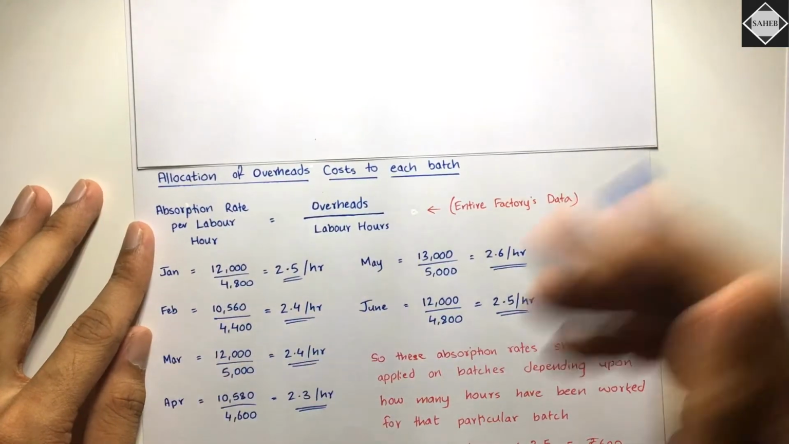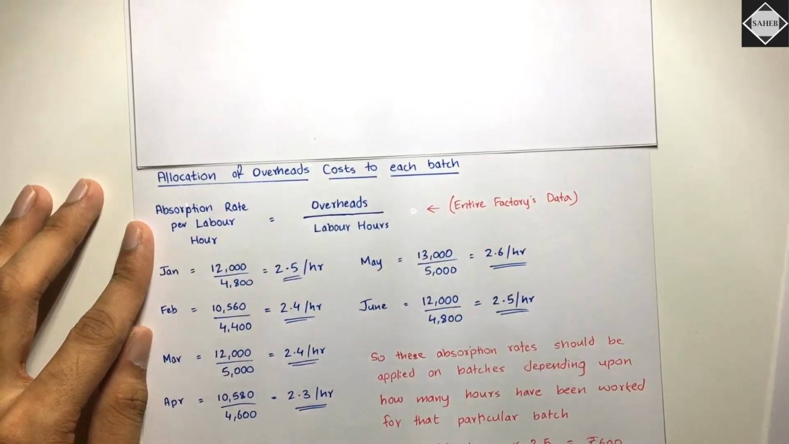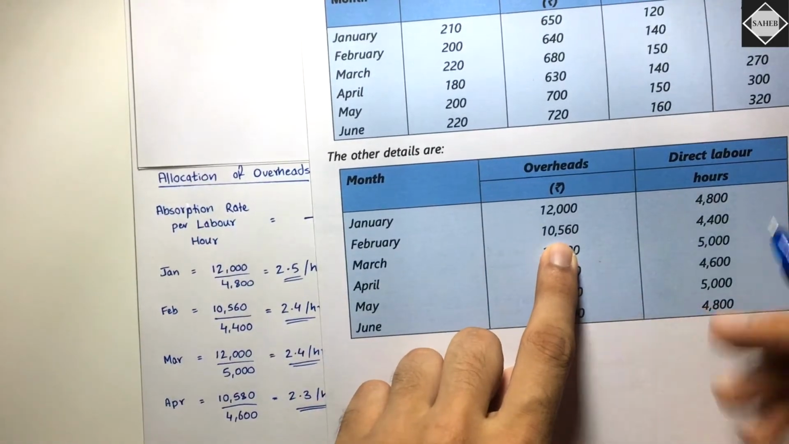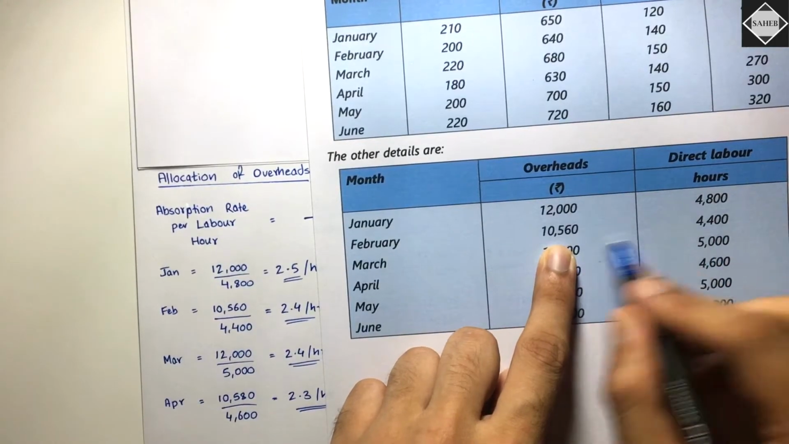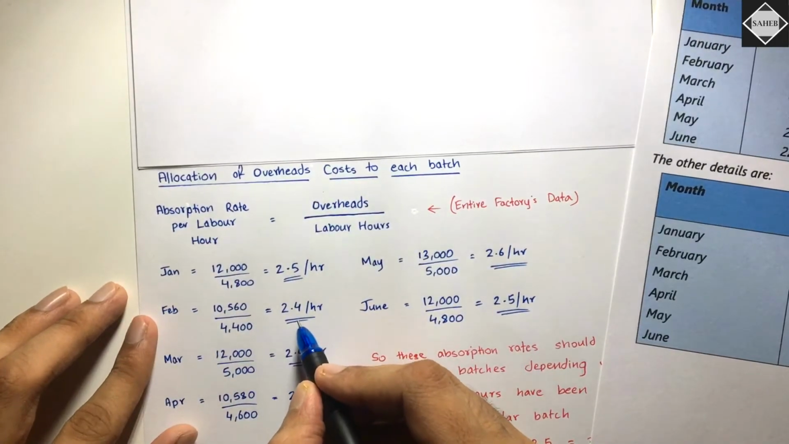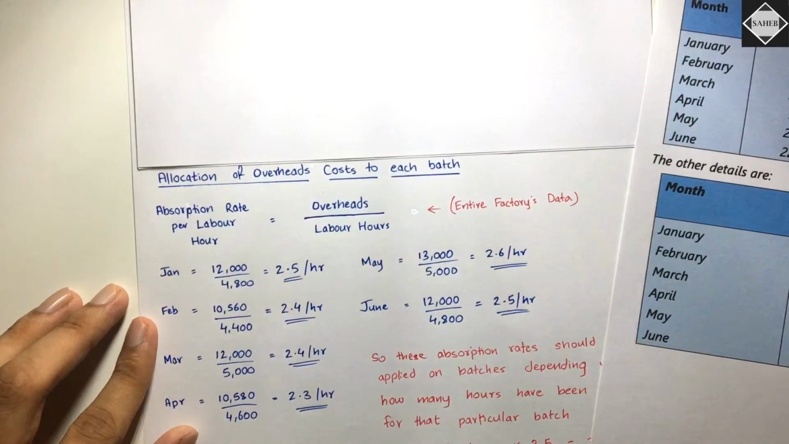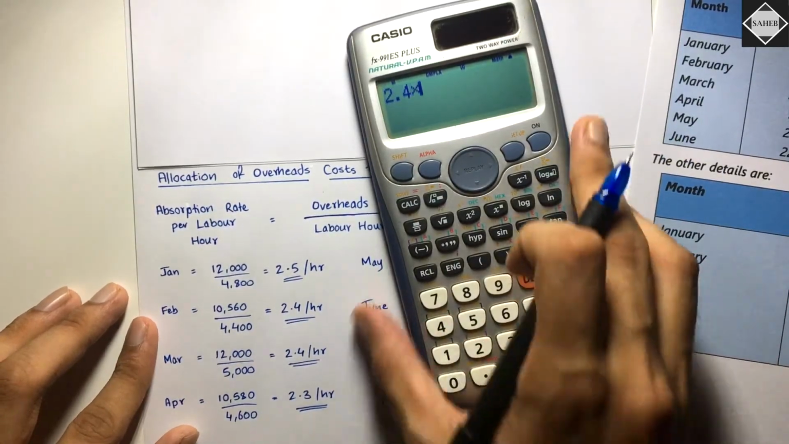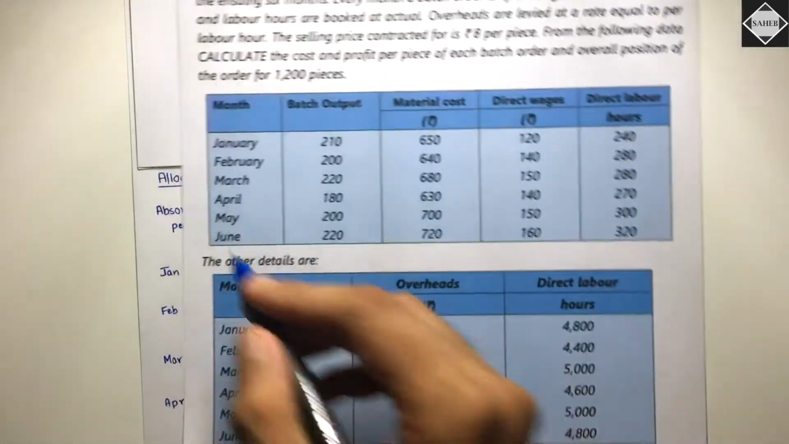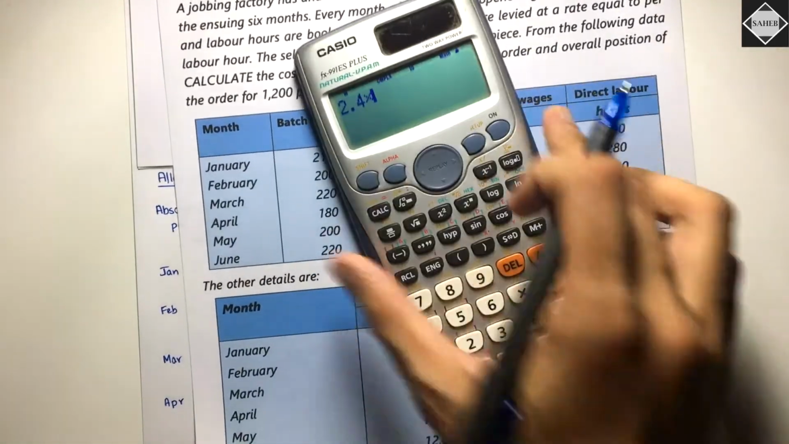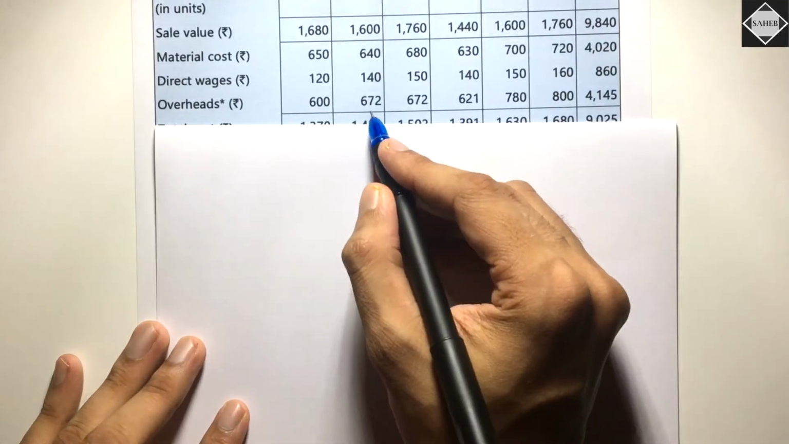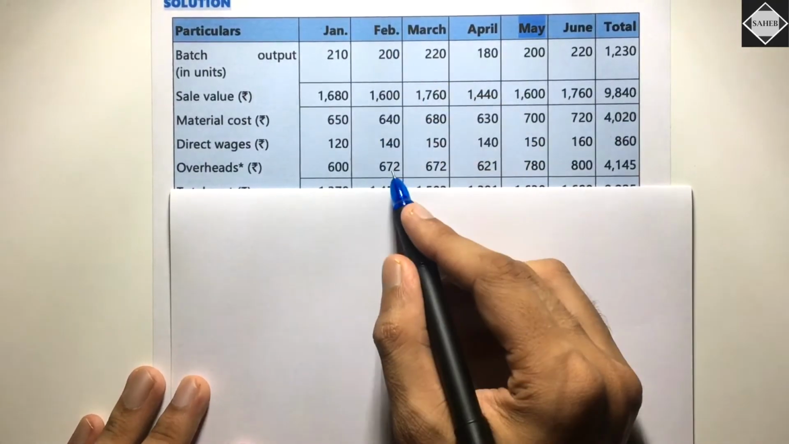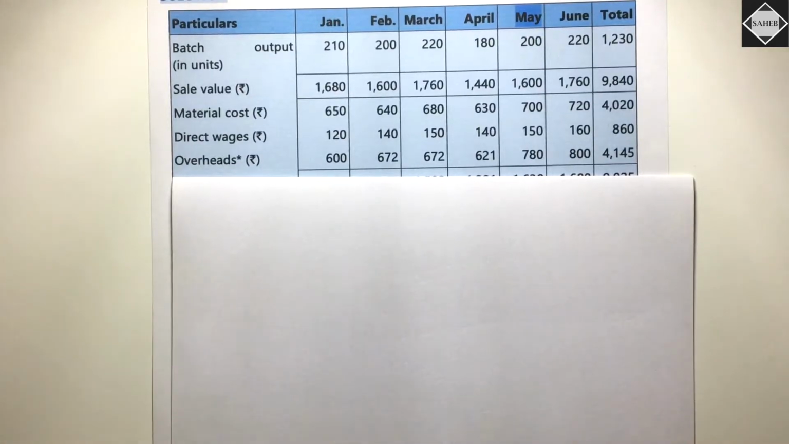So let's calculate for February. It's really simple. Overheads divided by labor hours. Just see the question. February 10,560, and then labor hours of that particular period only 4,400. If you divide these two, you get 2.4, right? So 2.4 into the February's batch, it's 280. So 2.4 into 280, that's equal to 672. So if you see here, overheads 672. Is it clear? This is how you have to do it. And then let's just see March.